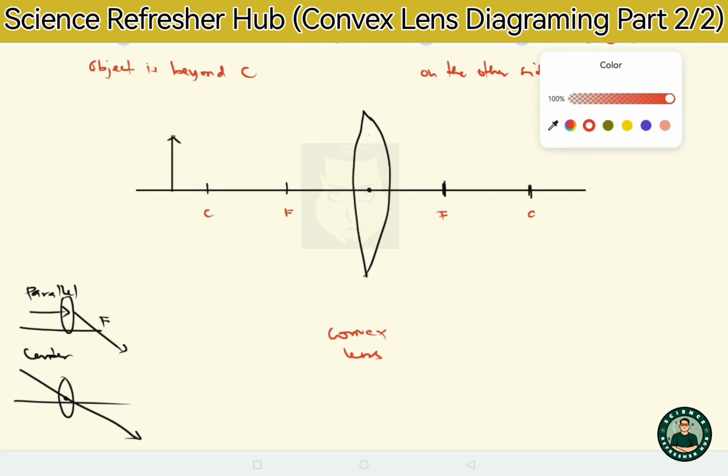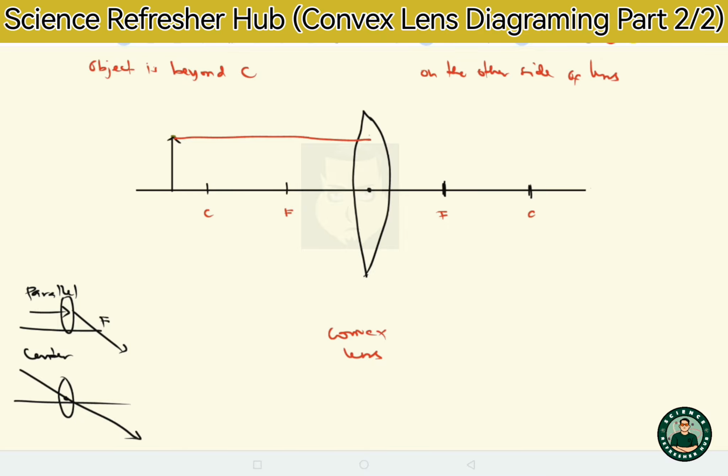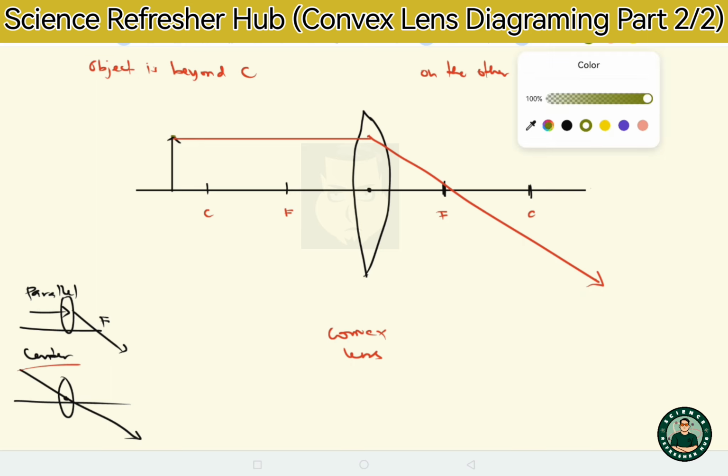Draw the parallel ray from the tip of the object, all the way through the lens, and then it will bend or refract through the focus, just like that. Next is our center ray. We will use another color. It will just pass through the center straight without bending. So let's do it this way.